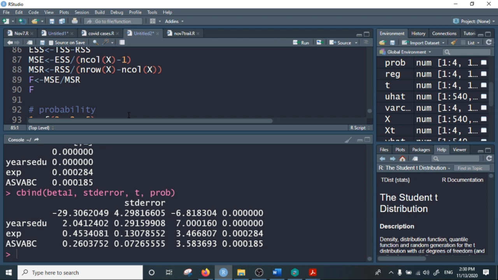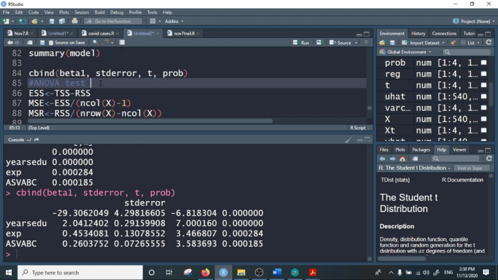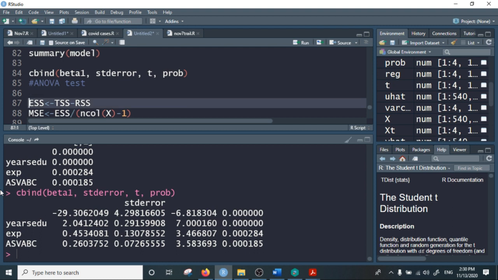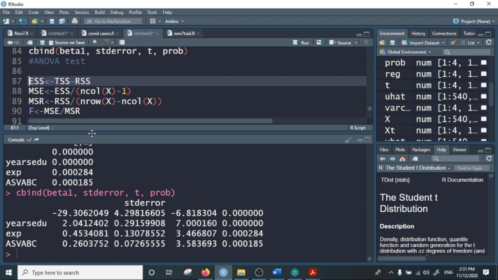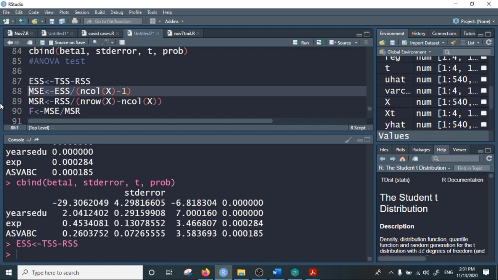Finally, I will move to the ANOVA test. The ANOVA test can be simply done in R from the explained and unexplained variation ratio. So now first we define the explained sum of square. The explained sum of square is the difference between total variation TSS minus RSS. So we have defined TSS and RSS while calculating the R squared. So TSS is total variation and RSS is unexplained variation. So since we have these two values, we can define the explained sum of square as the difference between them.